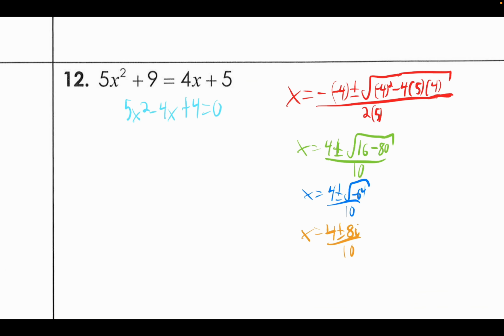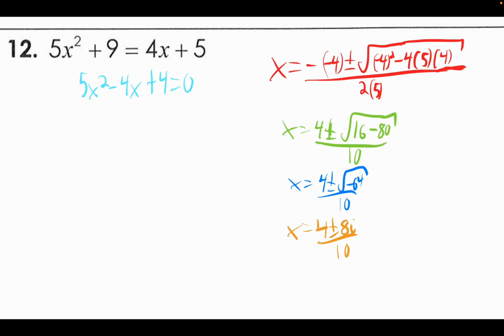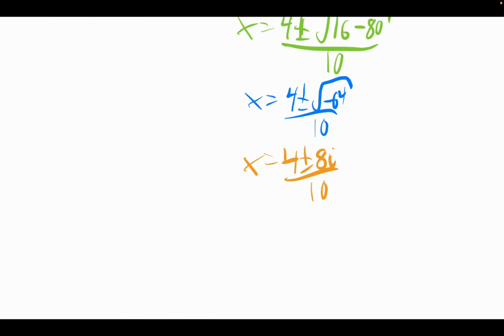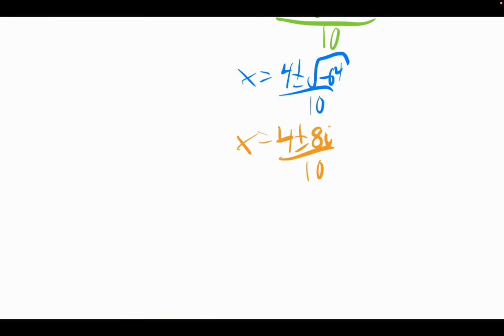I cannot combine 8i with 4, whether the 8i is positive or negative. And so I'm just going to go ahead and reduce 10 and 4, and 10 and 8, all reduced by 2. And so I'm going to reduce every single thing by 2 and get 2 plus or minus 4i all over 5.